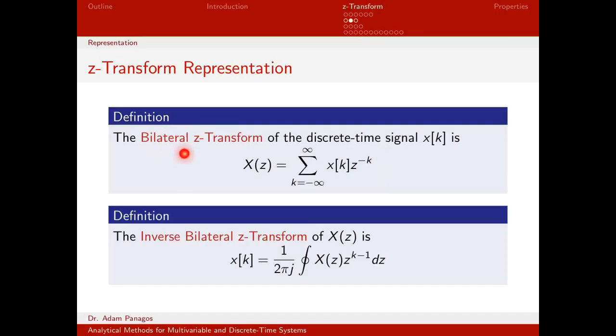Notice this is called the bilateral Z-transform. The bilateral Z-transform sums from time minus infinity to infinity. We'll talk about something later called the unilateral Z-transform that starts at time 0 and goes to infinity. But typically if we say Z-transform, what we mean is this bilateral Z-transform quantity.